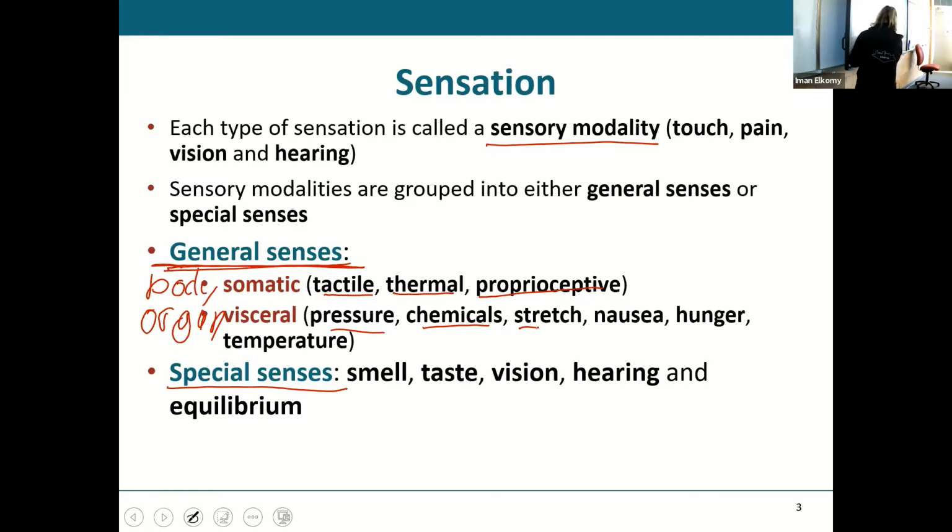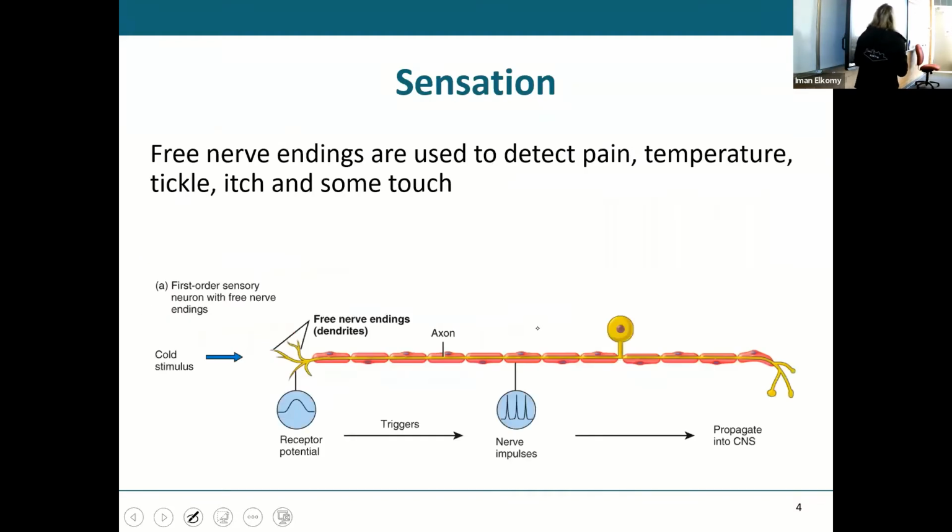And then we had the special senses. So, are people getting kicked out or just coming in late? Come on, nobody knows. Okay.